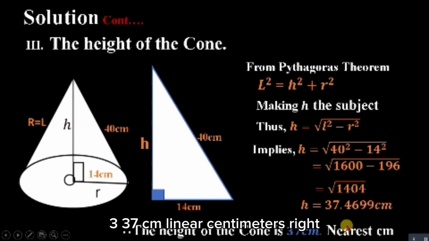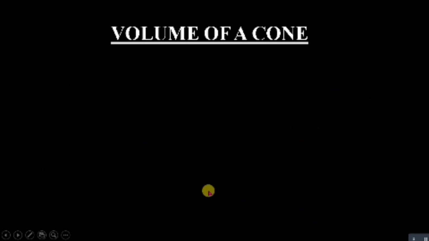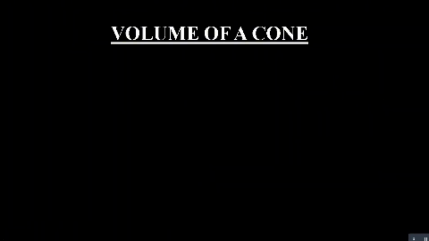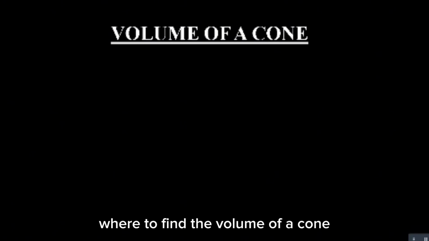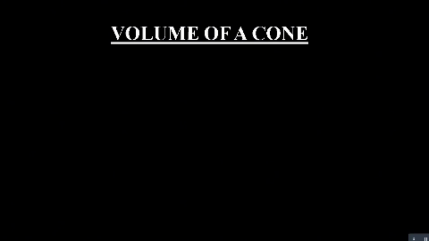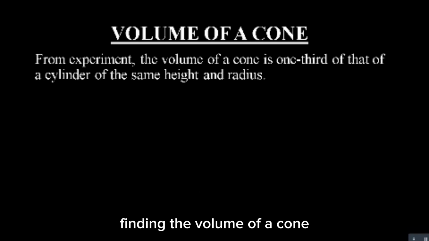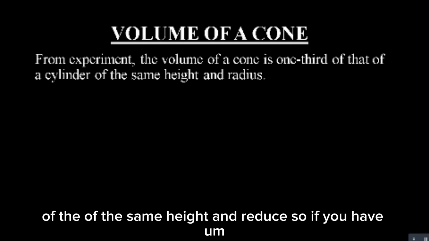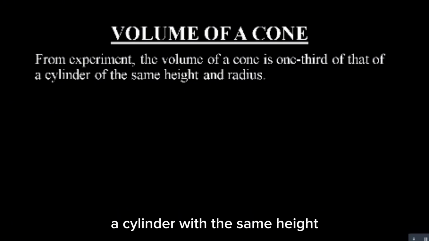Now, we want to find the volume of a cone. To get the volume of a cone, we must understand what volume is. From a lot of experiments, the volume of a cone is 1/3 of that of a cylinder of the same height and radius. So if you have a cylinder with the same height and the same radius as a cone, it means that the volume of the cone is 1/3 of that of the cylinder. That is what we are trying to say here.